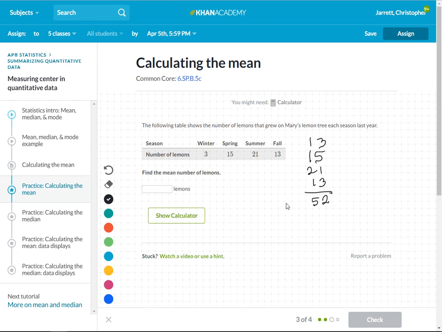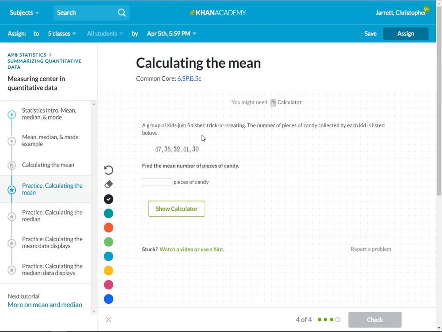So 52. But there are 1, 2, 3, 4 data points. So 52 is being divided by 4 to find the average. 4 goes into 5 one time. 1 times 4 is 4. Difference of 1. Bring down the 2. 4 goes into 12 3 times to get exactly 12. Difference of 0. So my answer is 13. So that average or mean number of lemons is 13.